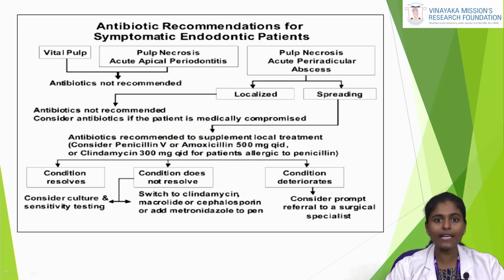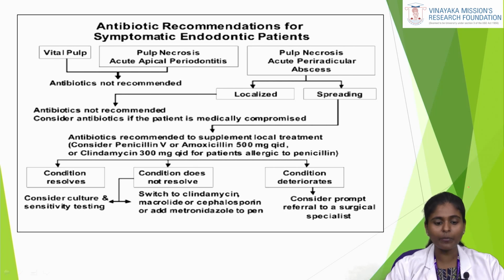This is the main sequel of endodontic infections for a particular patient, in which the antibiotic is recommended for symptomatic endodontic patients. In case of vital pulp and pulpal necrosis and acute apical periodontitis, antibiotics are generally not recommended, as debridement is sufficient. Coming to pulpal necrosis and acute periradicular abscess, these are categorized into subgroups, localized and spreading. In case of localized, antibiotics are not recommended. Consider antibiotics only if the patient is medically compromised.